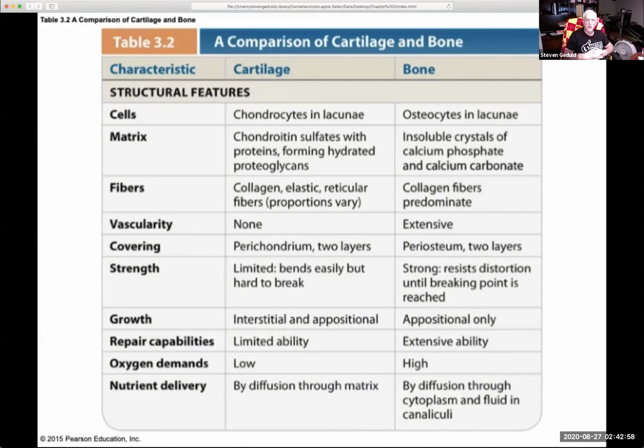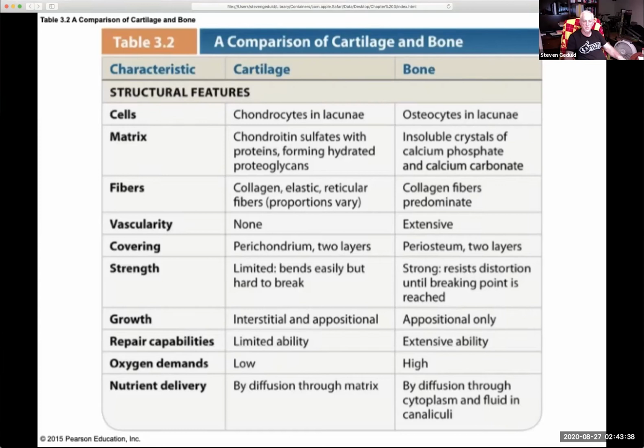Repair for cartilage is very limited. Cartilage usually cannot be repaired. Bone can easily be repaired. We repair bone all the time. So cartilage has very limited ability to be repaired, whereas bone has extensive ability to be repaired. Oxygen demands of cartilage are low. Oxygen demands of bone are high. Think about it. Cartilage has no blood supply, so you're not getting oxygen in there. The demands are low. Bone has an extensive blood supply, so you're going to get oxygen delivery there. It's very high.